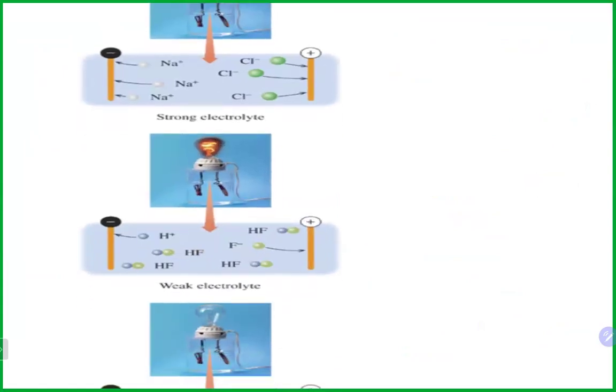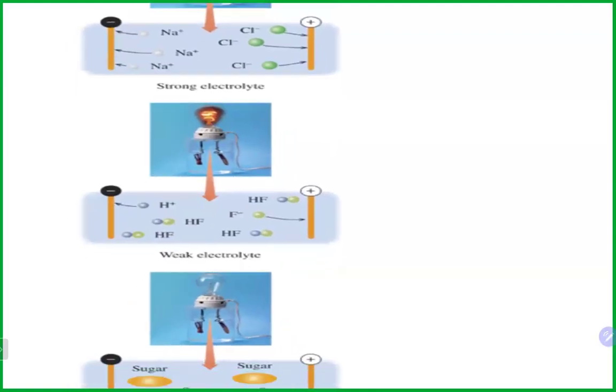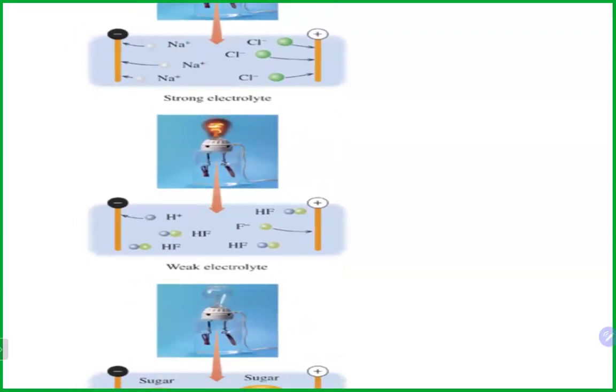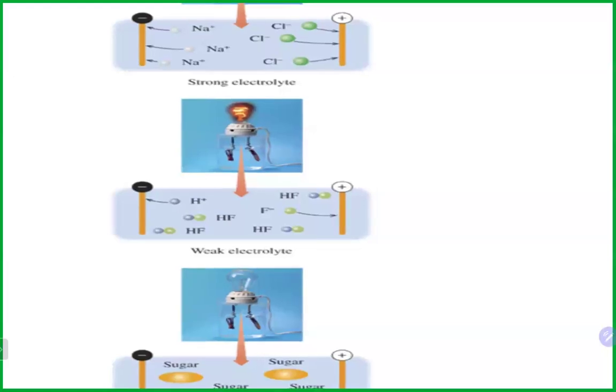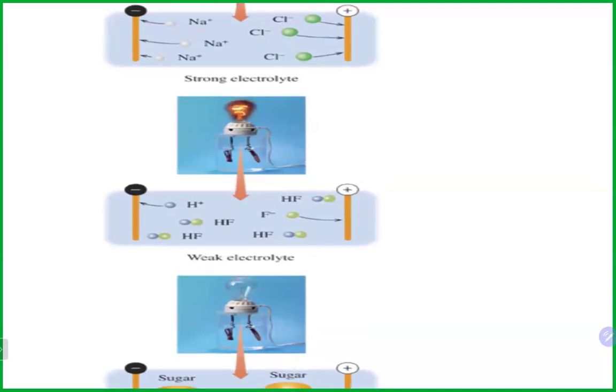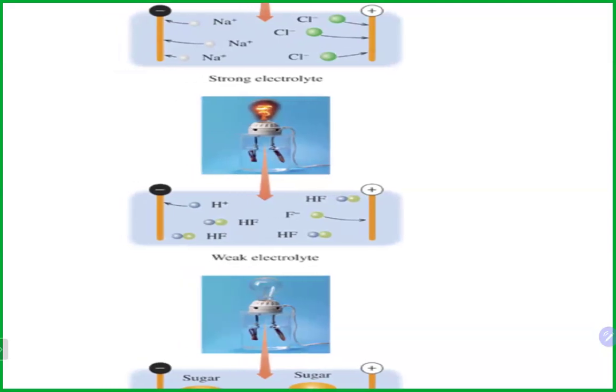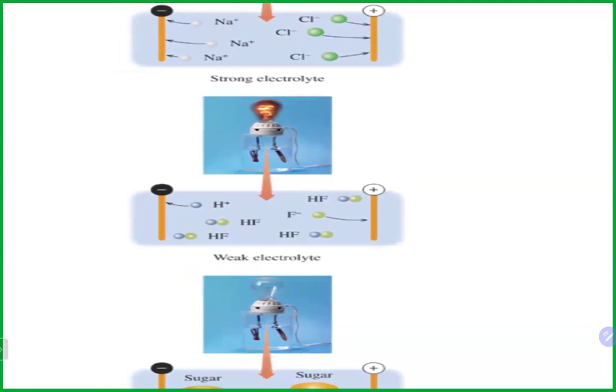Here's our HF, which is our weak acid and weak electrolyte. As you can see in the picture there, mainly HF units are still together. A little bit of H+ and F- in that solution, so it's still able to conduct electricity. So as I mentioned before, you can see it will turn on, but it'll be very, very dim. Not able to conduct anywhere near the electricity that a strong electrolyte can.